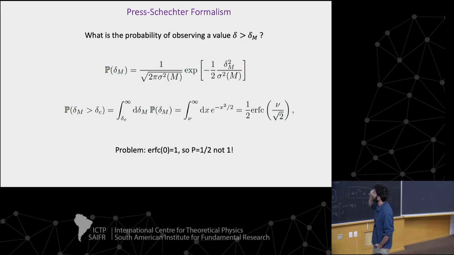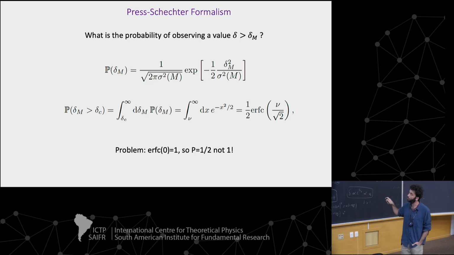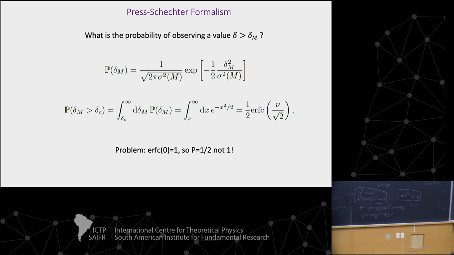Now, what is the probability that it has any value bigger than 0? It should be 1 because it's a probability, so it should be normalized. But it gives 1/2, not 1. So this is a bit of a problem. I will explain in a second how to deal with this problem. But either way, the idea is that since I have a random variable and I computed the variance, I should be able to tell you the probability of having an initial perturbation delta that collapses to a realized object nowadays.